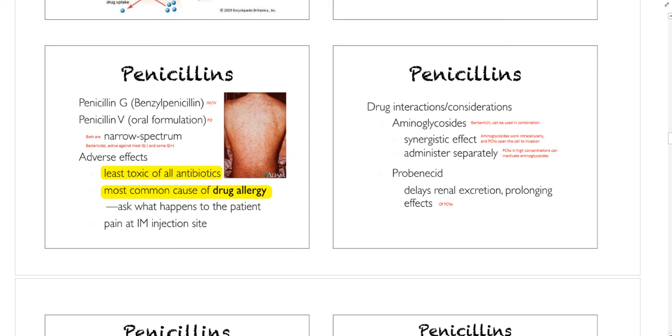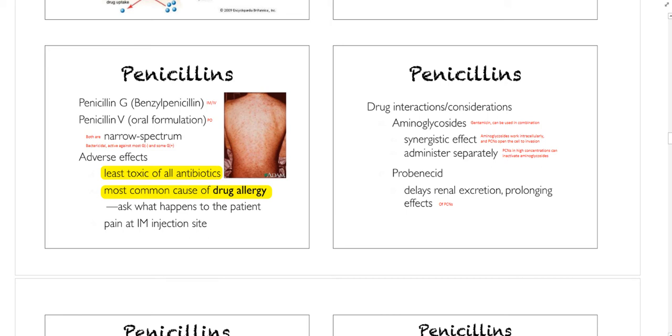The specific penicillins that we are going to see, our narrow spectrum penicillins, are penicillin G, benzyl penicillin, and penicillin V, which is our oral formulation. G is given IV or IM, whereas penicillin V is given orally, because penicillin G does not have the ability to cross the GI membrane. They are both bactericidal, and they are active against most gram-positive and some gram-negative organisms.